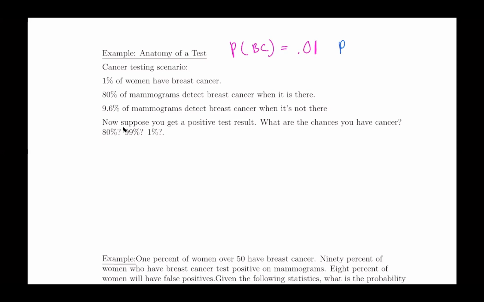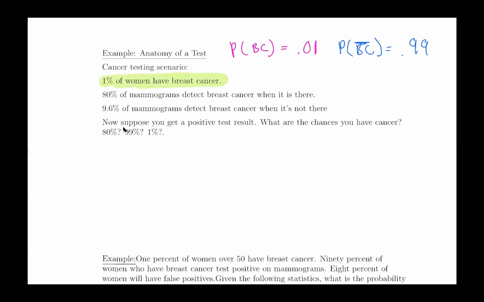What would be the complement of that? So say if I want to find the probability somebody doesn't have breast cancer, what would be the probability somebody doesn't have breast cancer? Cool. Thanks, Karen. 0.99. All right. So we're all done with this first one.